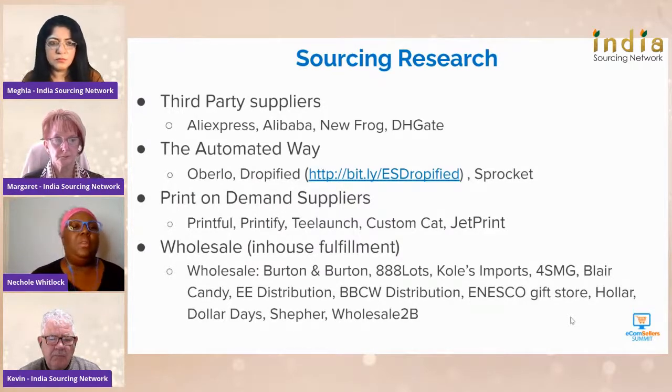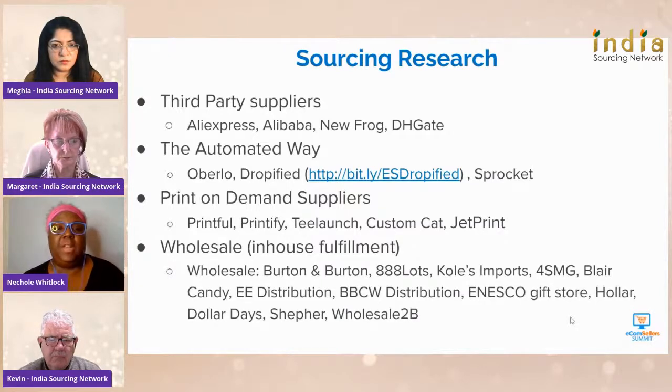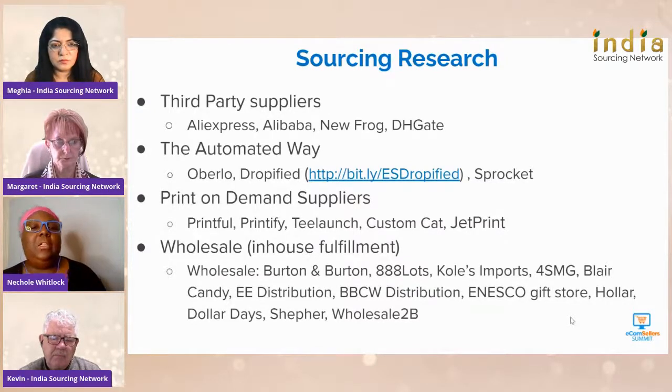So Oberlo is one of them. Dropify is another one. Sprocket. These are all tools you can use. And then print on demand. So print on demand suppliers, if you decide you want to do print on demand, these particular suppliers will integrate nicely with Shopify. They already have an integration that's already established. So you can use them to list products on your Shopify store. So you design them, import them into your Shopify store, and then they'll just show up as part of your list of products. You have to decide where you want them to show up.